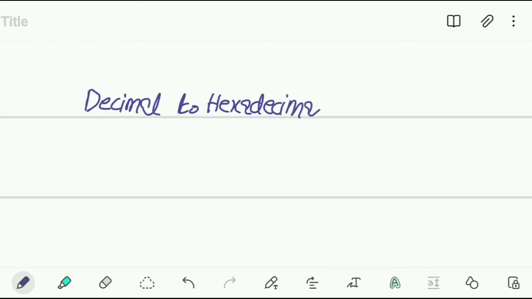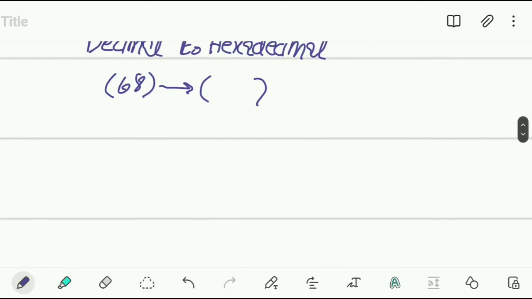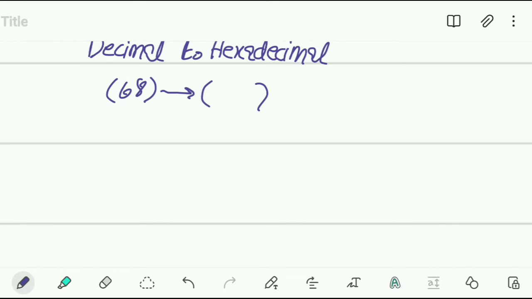Okay, let's go with another conversion, which is decimal to hexadecimal. Converting, let's say, 68 to hexadecimal. And how do I do that?